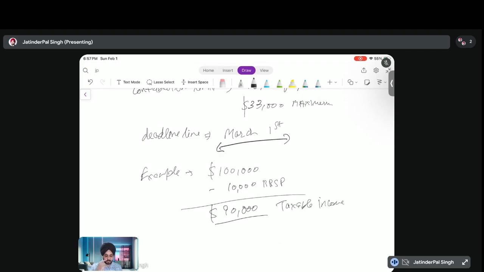Okay, so it reduces your taxable income from $100,000 to $90,000. And what will happen is that when you reduce your taxable income by $10,000, you will get a straight 30% refund. So that is $3,000 as your tax refund for that particular year. So this is how this account works.